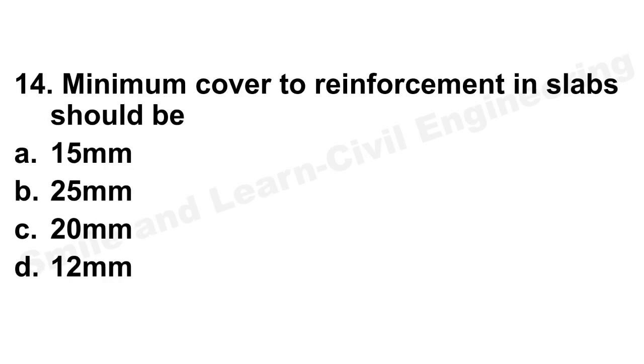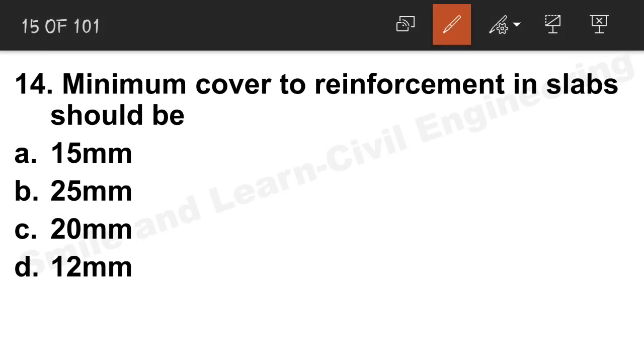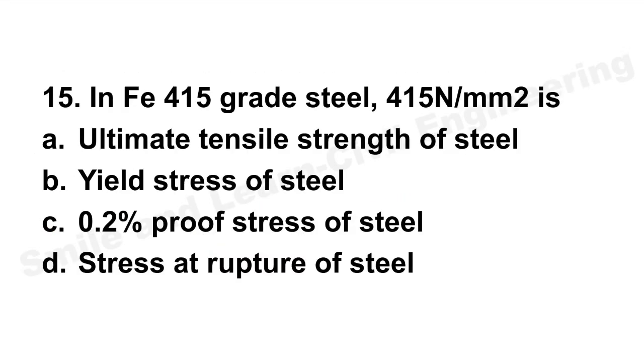Minimum cover to reinforcement in slabs should be. Now this is a bit confusing question because somewhere it is given 15 mm, but in our IS we will consider it as 20 mm, since in our 456-2000 we will consider this as standard, so 20 mm will be the correct answer. Next question, in Fe 415 grade steel, 415 Newton per millimeter square is.